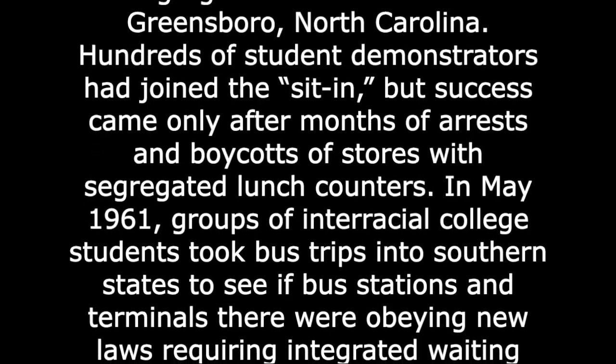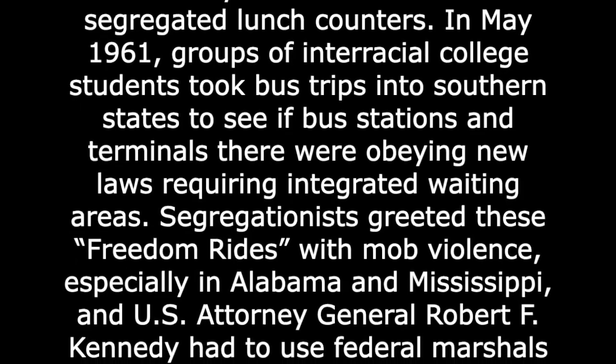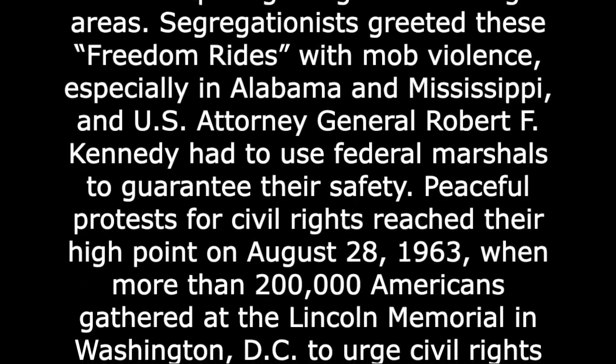with segregated lunch counters. In May 1961, groups of interracial college students took bus trips into southern states to see if bus stations and terminals there were obeying new laws requiring integrated waiting areas. Segregationists greeted these freedom rides with mob violence, especially in Alabama and Mississippi, and U.S. Attorney General Robert F. Kennedy had to use federal marshals to guarantee their safety.